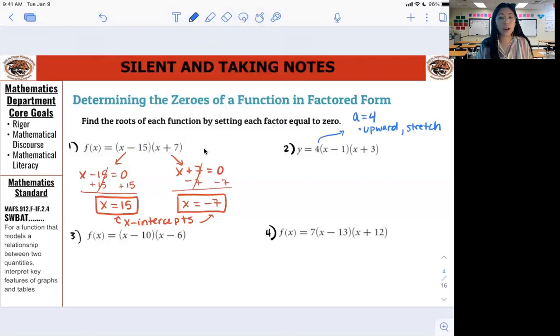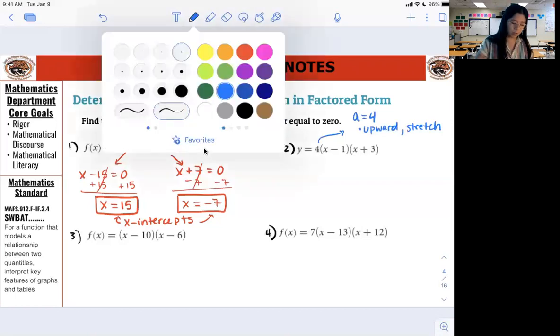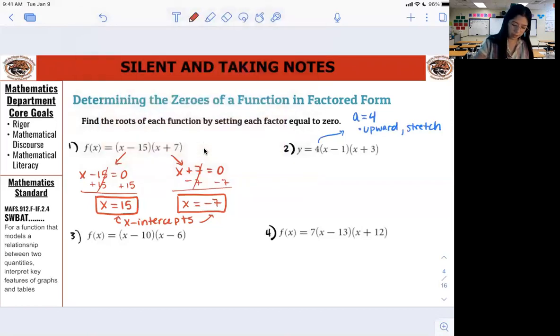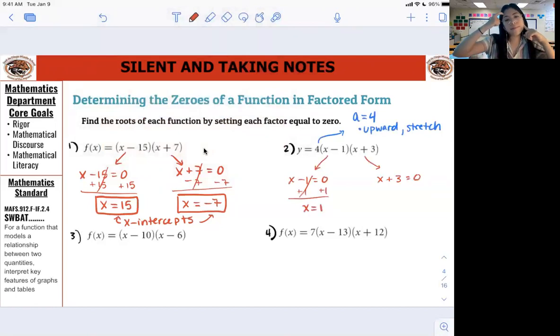The A is not part of the x-intercepts. It's just sitting out in the front. We don't really need to do anything with it because the only thing we got to do is take the factors, the same way we did it in the previous example, take those out, make them equal to 0, and then do a quick little equation. So on the left side, I would need to add 1 to both sides. So I get x equals +1. And what do I get on the right side?